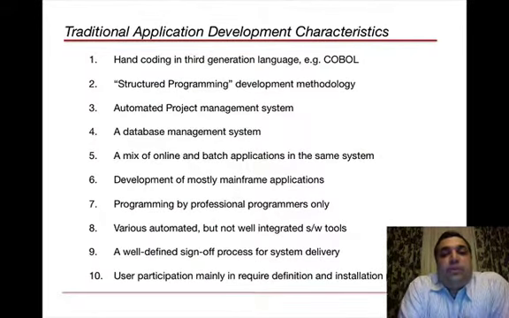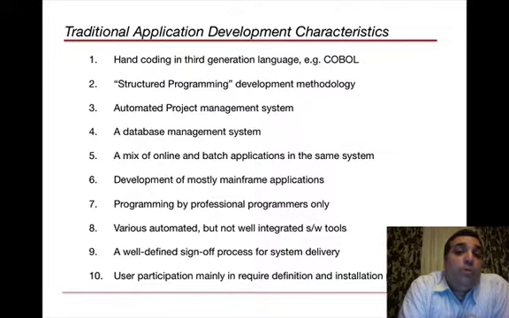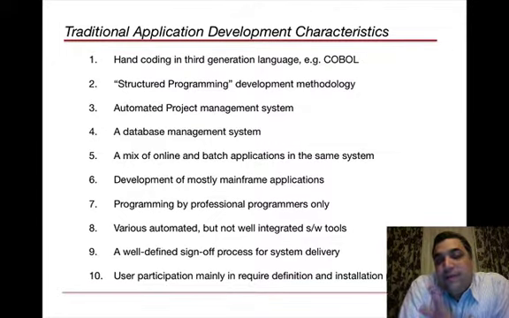So some of the traditional application development characteristics were we coded in a third generation language like COBOL, C. Later on we'll include Java in that. Some of you may have heard of Pascal. And we used a very structured development methodology. Sometimes we talked about automated project management systems. That's generally not the case back in the 80s and 90s. Nowadays you see them a little bit more.